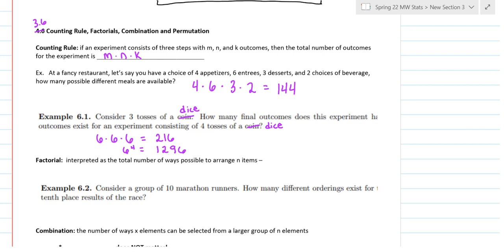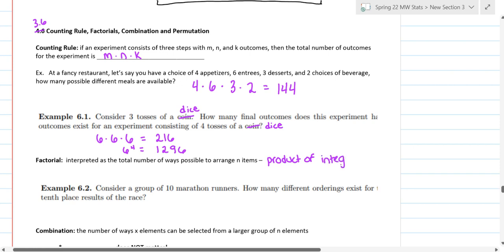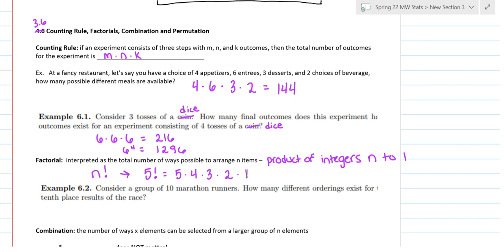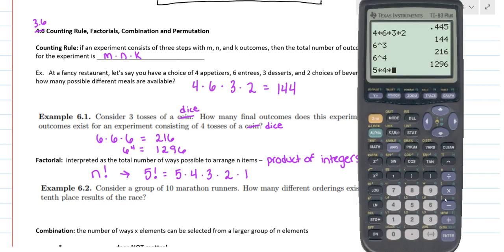Okay, factorial. Factorial is a mathematical computation, the total number of ways that you can arrange items. It is the product of integers n to 1. The symbol for factorial is an exclamation point. So if you see n exclamation point, that means n factorial. So for example, let's say I want to do 5 factorial. That is the product of the integers 5 to 1. So it's 5 times 4 times 3 times 2 times 1, which is 120.